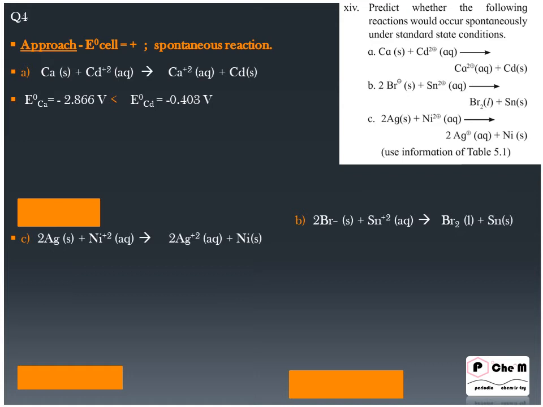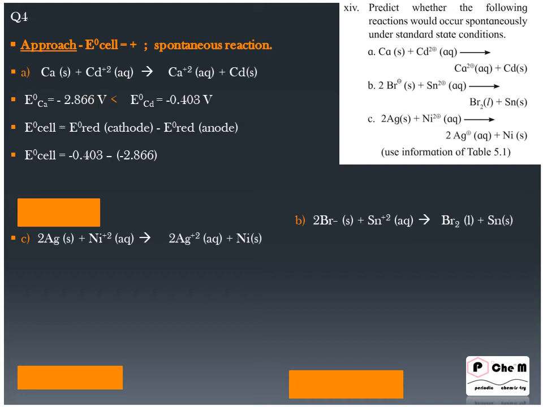Now we need to see which has the greatest electrode potential. Yes, cadmium has the highest reduction potential, and therefore we will be using cadmium as the cathode electrode and calcium as the anode electrode, because we have seen in my previous slides that the electrode potential of the cathode is always greater than the anode. So this is how we can decide the cathode electrode and the anode electrode.